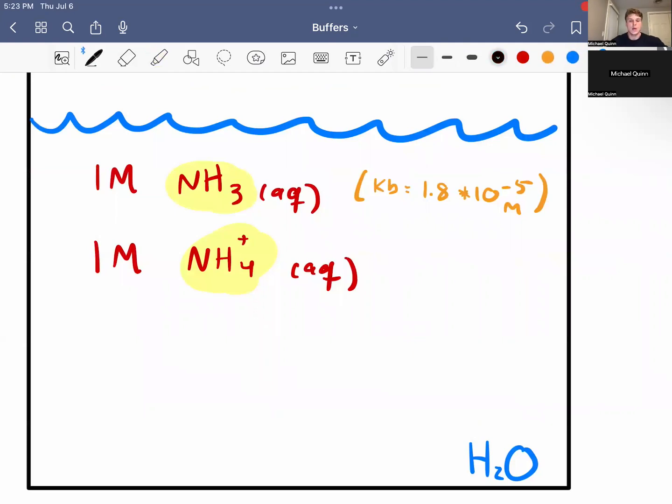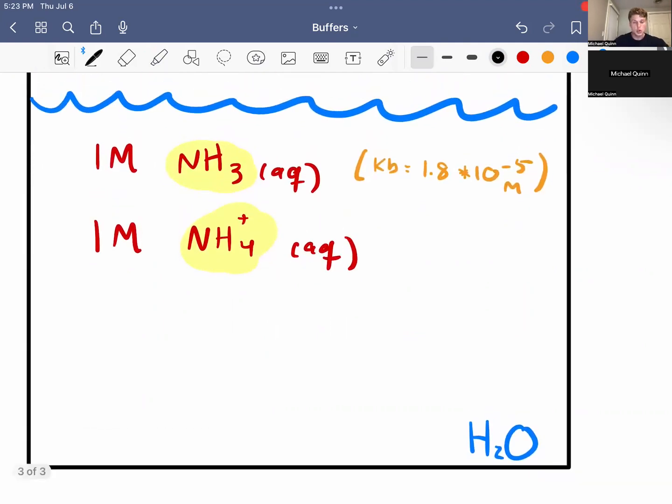So we have a weak base and a conjugate acid pair. So this meets requirement 1. Our second requirement, do we have a ratio between 0.1 and 10? Well, 1 molar over 1 molar is 1. So our ratio is 1. So that falls within the range of 0.1 to 10.